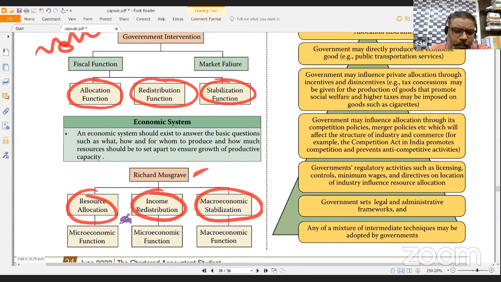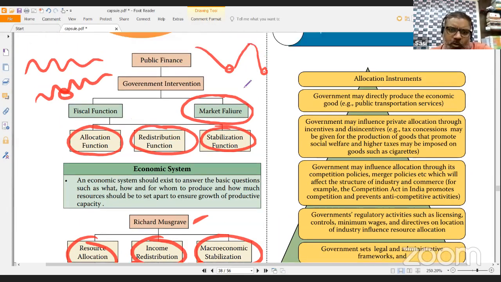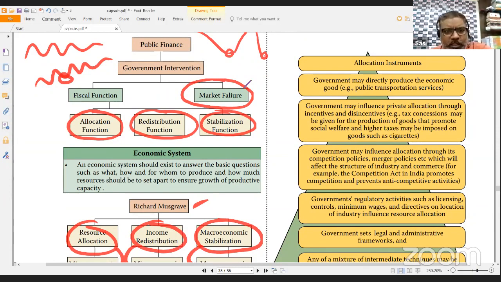Out of these three, the first two functions are microeconomic functions. Stabilization function is a macroeconomic function, which the government will generally try to do through its fiscal policy. And not only that, government cannot be just sitting and watching the markets as they wish. According to these theories of public finance, which we are going to study, markets fail. Market failure is inevitable because of various reasons. So what should the government do? Should it say, okay, boss, failures are common, let it fail?